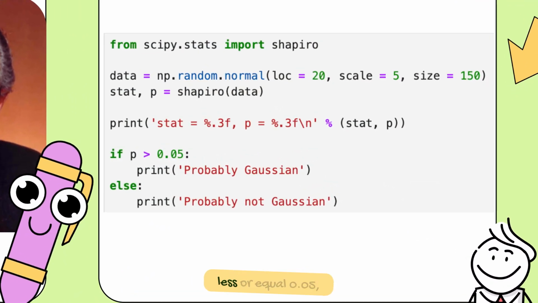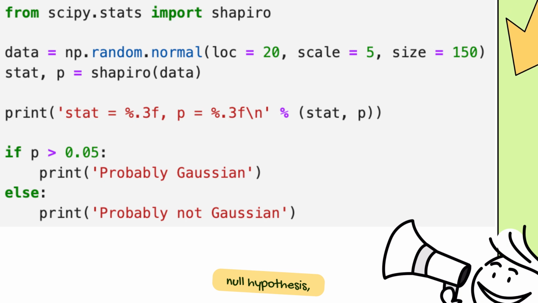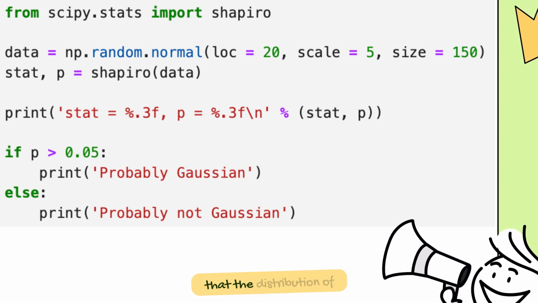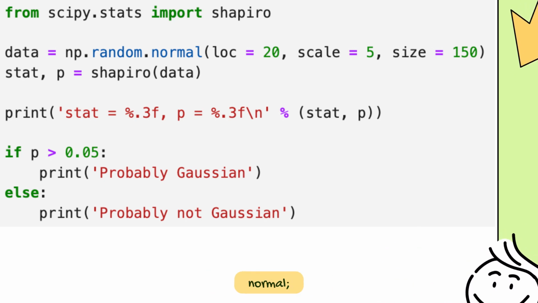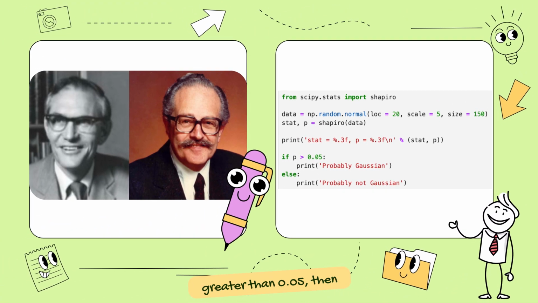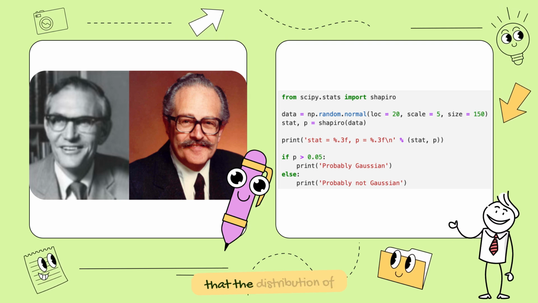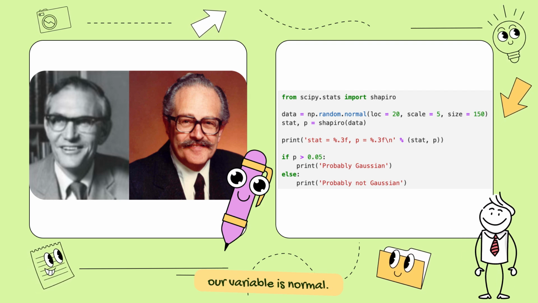If the p-value is less than or equal to 0.05, then we reject the null hypothesis. That is, we assume that the distribution of our variable is not normal. If the p-value is greater than 0.05, then we cannot reject the null hypothesis. That is, we assume that the distribution of our variable is normal.